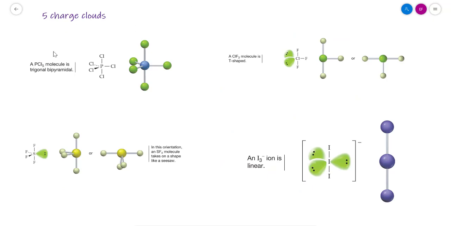5 charge clouds gives us 4 subcategories of molecular shape. I'm not going to spend a bunch of time drawing these because otherwise this video will be 2 hours long, but I'll borrow some versions here. We'll go through A, B, C, and D. The first example is this PCl5 molecule. In this case, you've got 5 clouds and 5 bonds, the simplest case we start with.